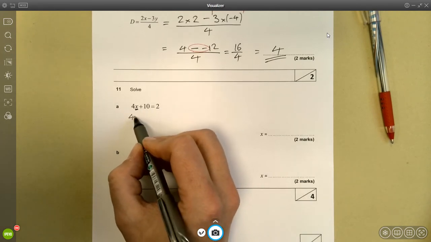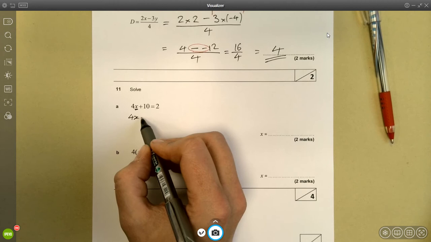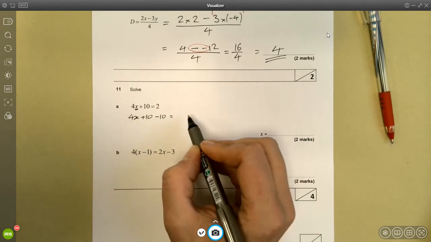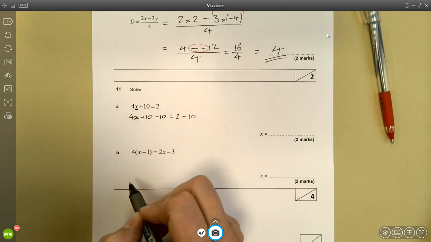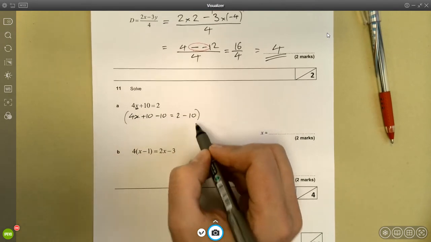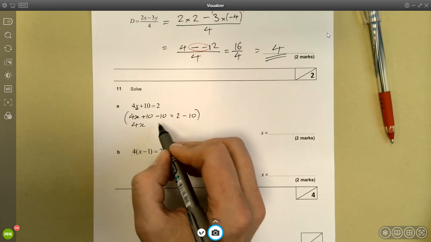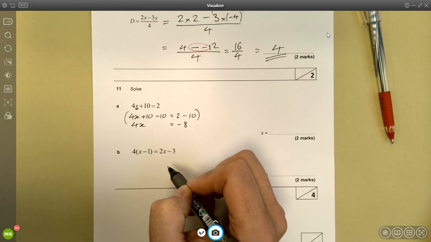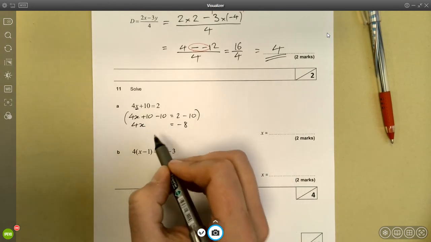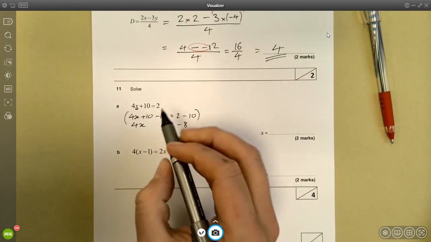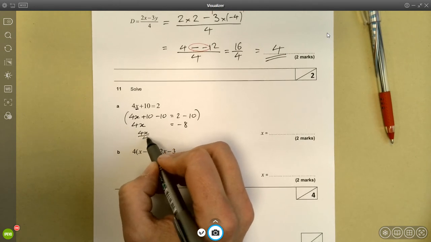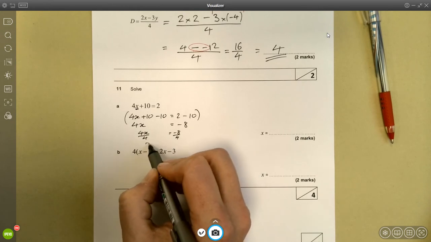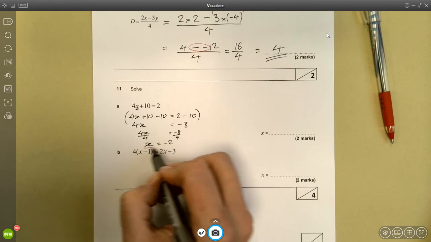We're going to take 4x plus 10. We're going to subtract 10 from that side, and we're going to also subtract 10 from that side. And then let's tidy this up. So we've got 4x is equal to -8. Next step, we're going to divide both sides by 4. So we have 4x divided by 4 is equal to -8 divided by 4. So actually we just get x is equal to -2.